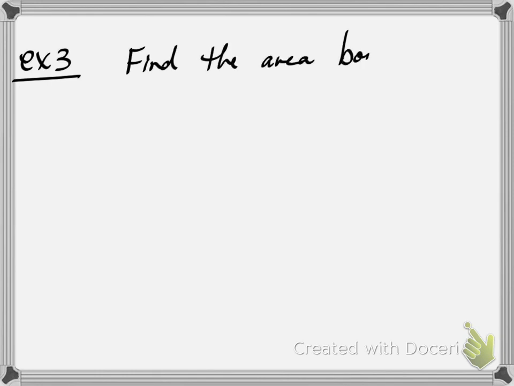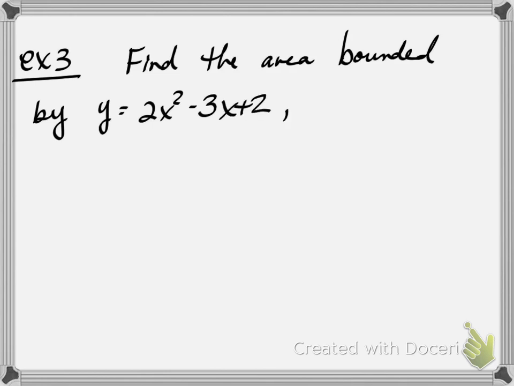Last example, I'm skipping example 2. We'll look at example 3. It says, find the area of the region bounded by y equals 2x squared minus 3x plus 2, the x-axis, x equals 0 and x equals 2.